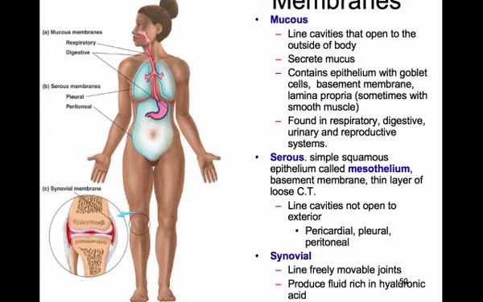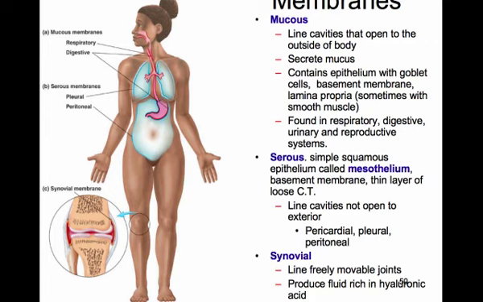And actually the last thing today is membranes. We've talked a lot about serous membranes before, like the pericardial membranes, parietal, visceral, pericardium, and the peritoneum and pleural membranes. But there are also mucous membranes, which line the cavities that open to the outside of the body, and they secrete mucus. And what kind of cells secrete mucus? Goblet cells. So it has goblet cells in that membrane that secrete mucus.